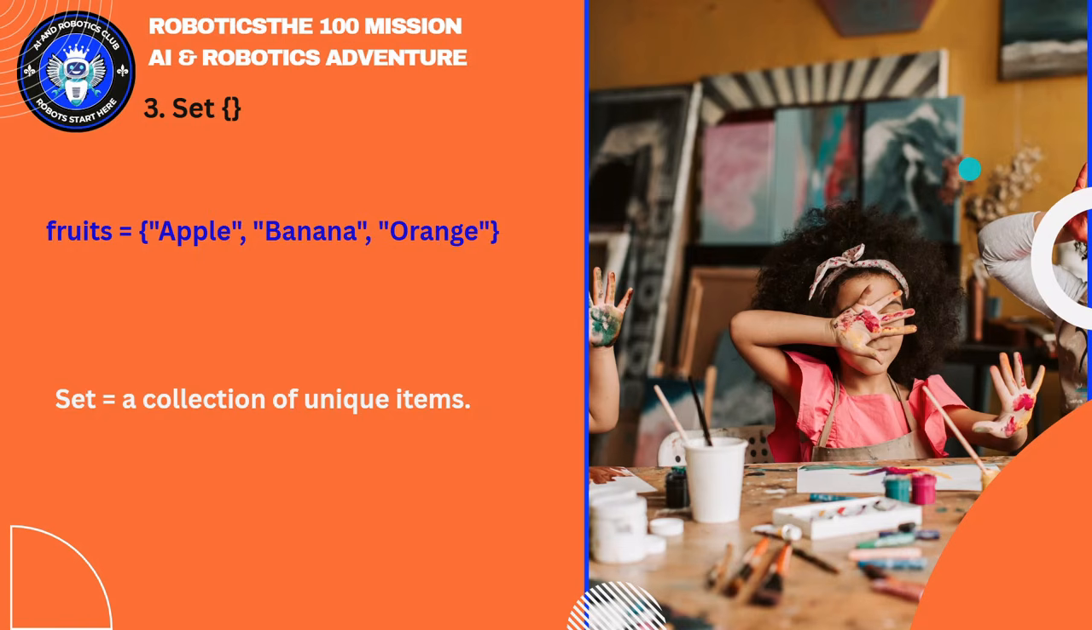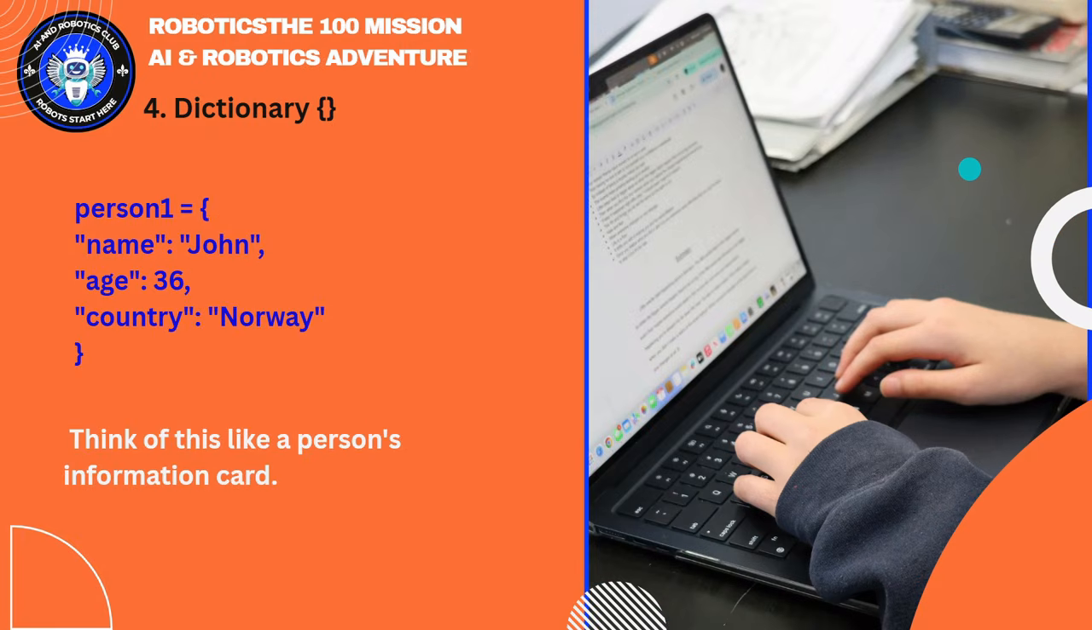For example, imagine we have these student interests: Python, robotics, Python, AI, robotics. A set helps us give only the unique interests, that would be Python, robotics and AI. So remember, a set is a collection of unique items. Now let's go to the fourth one, that is the dictionary.